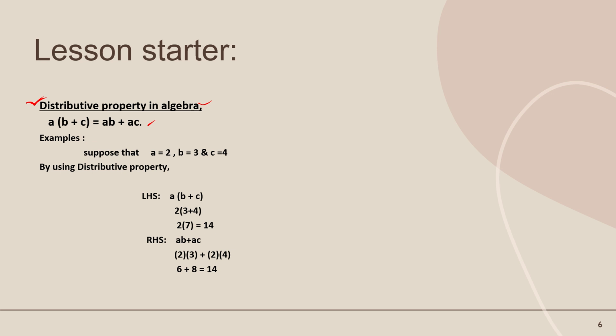Why is it called the distributive property? Because if I write the left hand side of the distributive property, it is a into b plus c. And the right hand side of this property is ab plus ac. Now a is distributed between these two numbers b and c, so that's why it is called the distributive property.